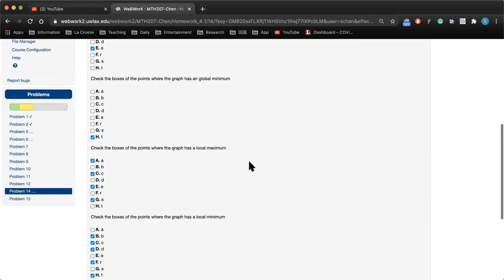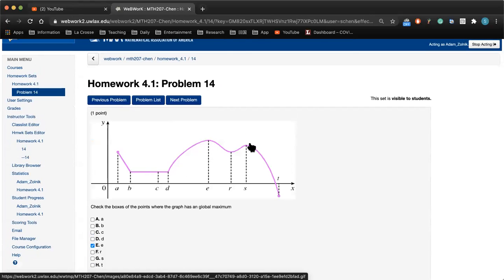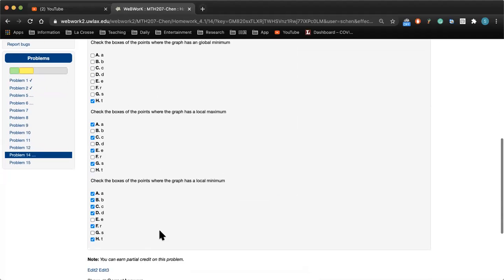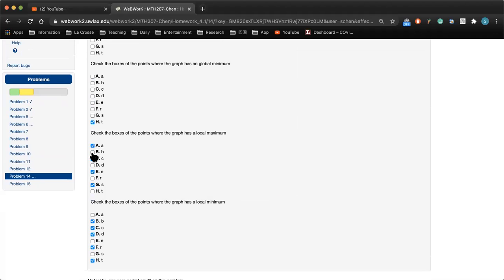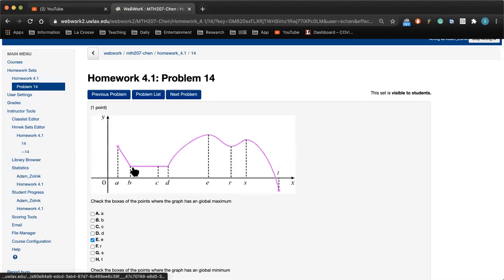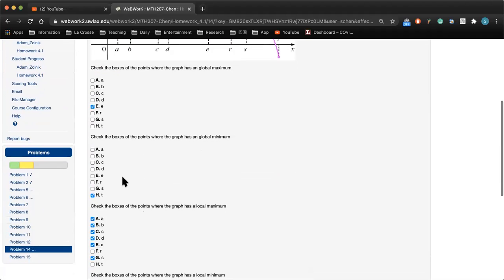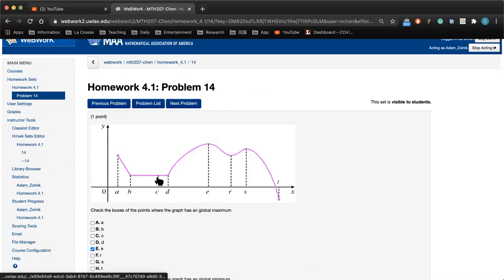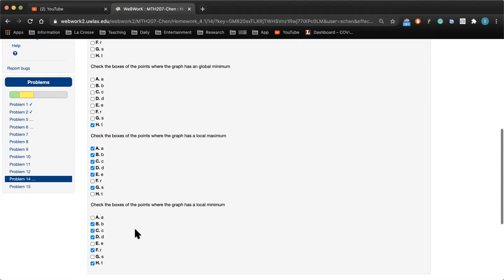Check the boxes of the point where the graph has a local maximum. Local maximum, we have E for sure. We have S for sure. The things that are kind of tricky will be A. Is A a local maximum because it doesn't have a left-hand side? And also, is everything from B to D a local maximum? According to what we had in class, we should include A, B, C, and D. For local maximum, sorry. Oh, take it back. C, sorry. You're right. A, C, E, S.